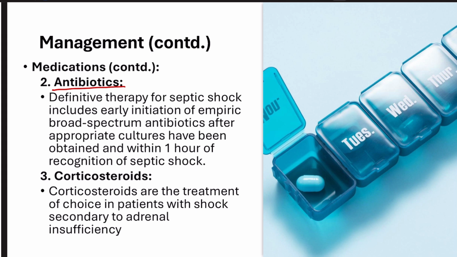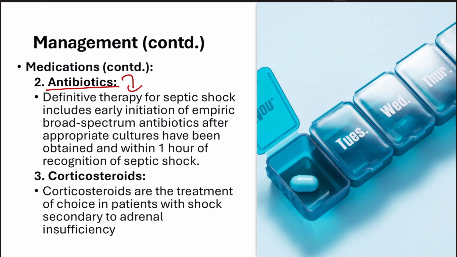Now coming to the next category, that is antibiotics. Antibiotics are basically the definitive therapy for septic shock, so they have to be started as early as possible. That is, we are going to start empirical broad spectrum antibiotics only after obtaining the samples for cultures. After the samples are obtained for the blood culture, we are going to do the culture and sensitivity, and then we are going to shift to the more specific antibiotics.